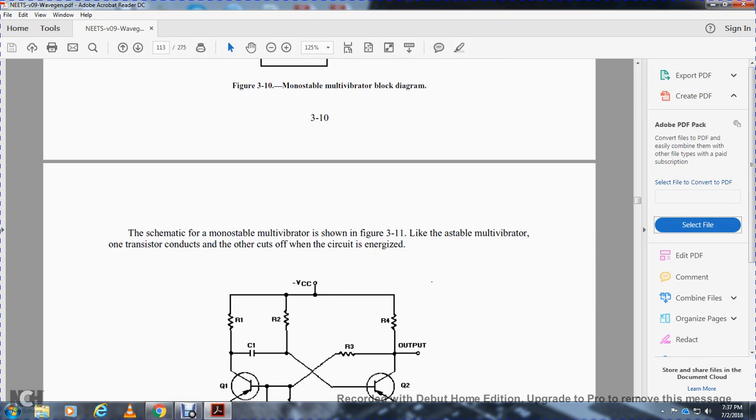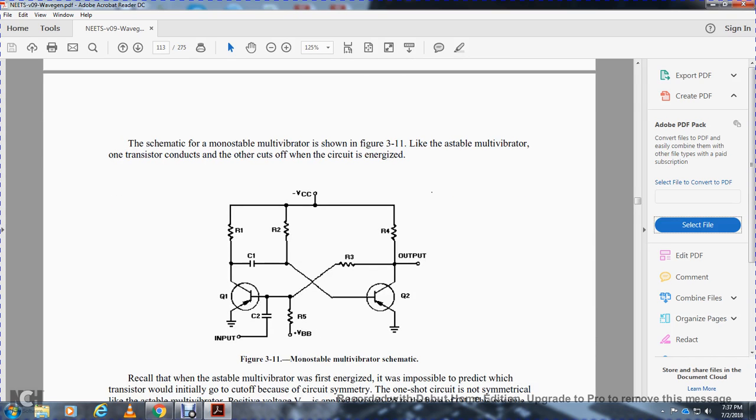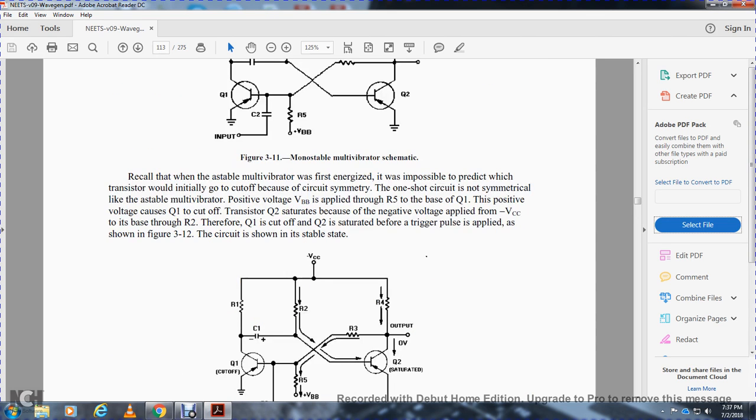Like the astable multivibrator, one transistor conducts and the other cuts off when the circuit is energized. Figure 3.11 is the monostable multivibrator schematic. You have your input going in through capacitor 2 to the base, the emitter grounded, and the collector going through resistor 1, capacitor 2, and capacitor 1. Resistor 5 provides the voltage bias, with resistor 3, resistor 4, and the transistor output.